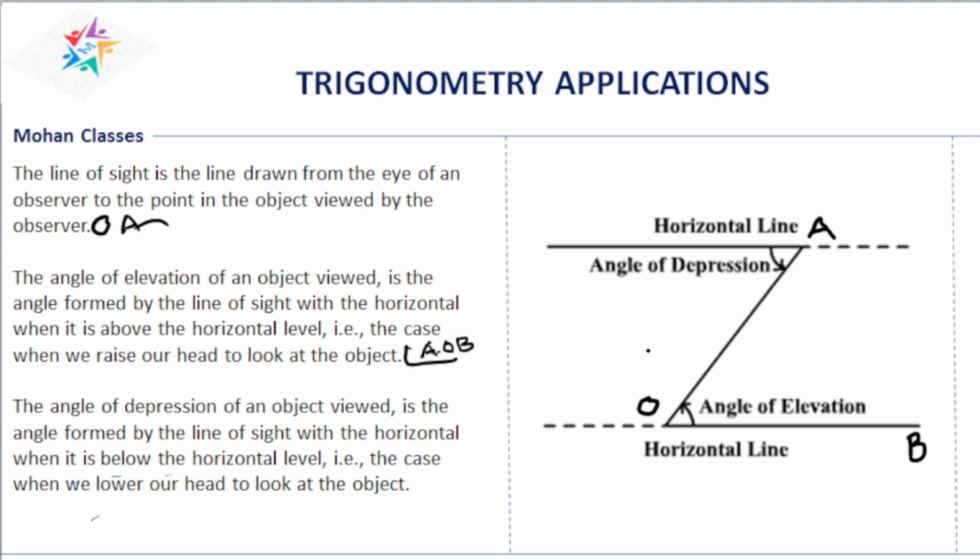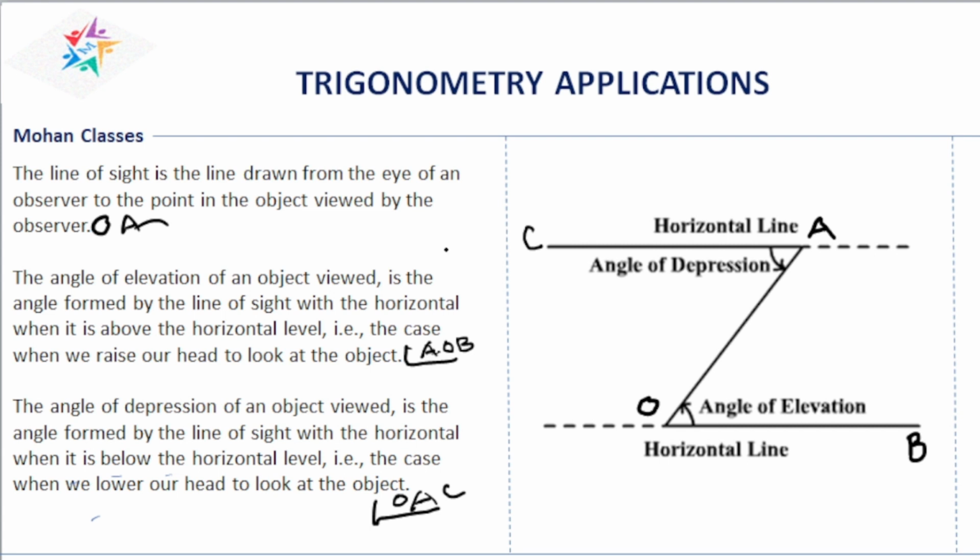What is depression? The person is at A and looking at the object at O. So this is the angle made with the horizontal by the observer. This is the angle of depression. That means for OA we can take the angle OAC. Angle OAC is the angle of depression.